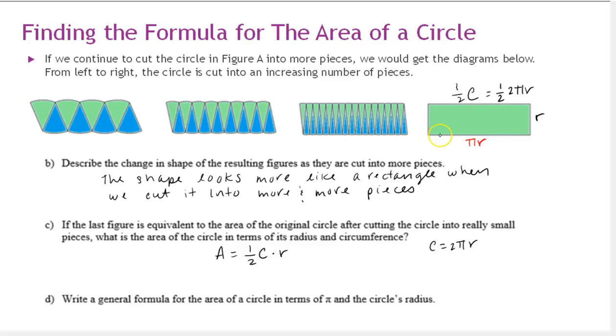Okay. So if we look at this rectangle and we want to find its area, the area in terms of just the radius is pi times the radius, or pi, radius times radius, we can write as radius squared. And this is our formula for the area of a circle. The area is pi times the radius squared.